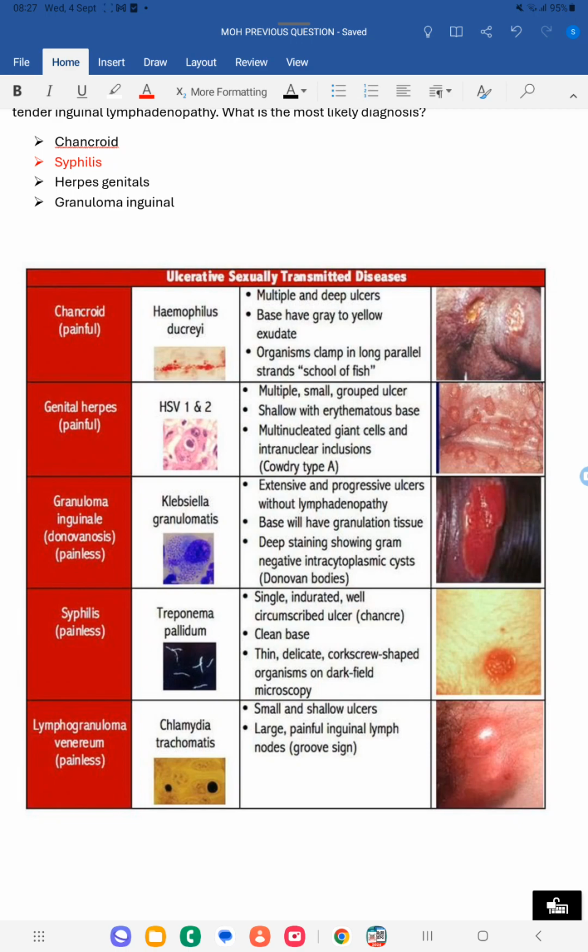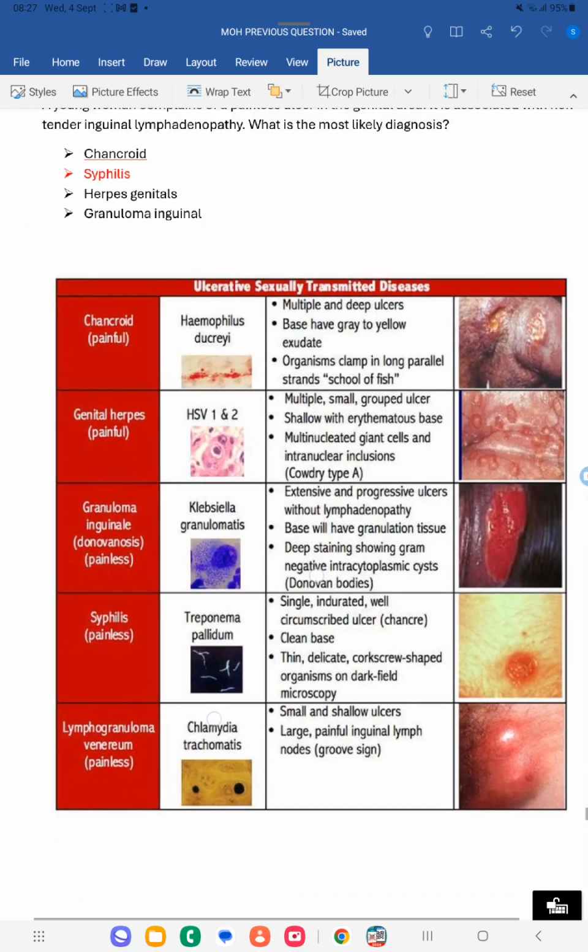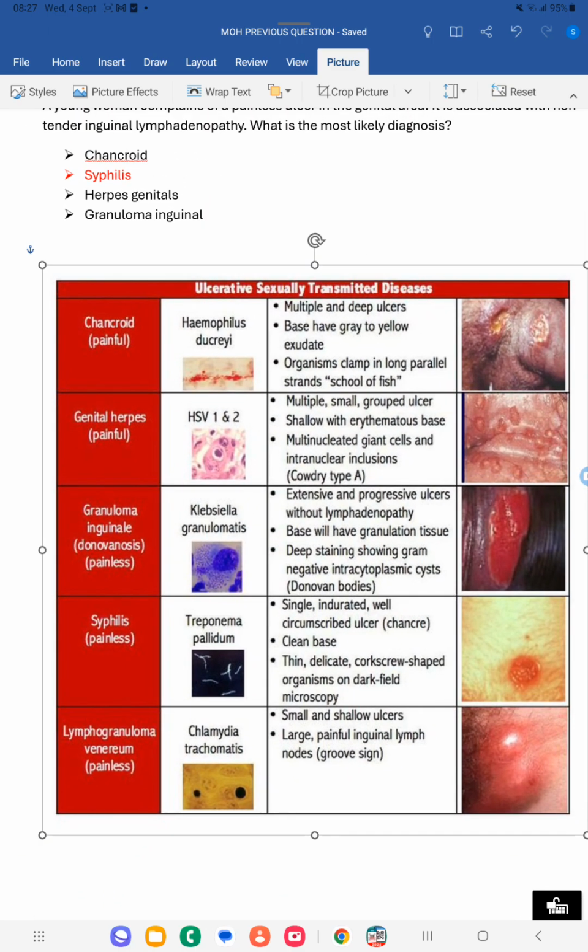Okay, you can see the picture they have given. It is dark, and in that a white colored structure is there, that is the syphilis organism, Treponema pallidum. Then lymphogranuloma venereum, here also you are getting a painless ulcer, but a painful lymph node will be there. The causative organism is Chlamydia trachomatis. So the answer will be syphilis.